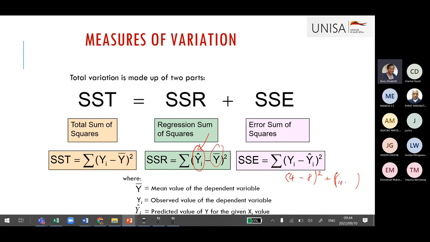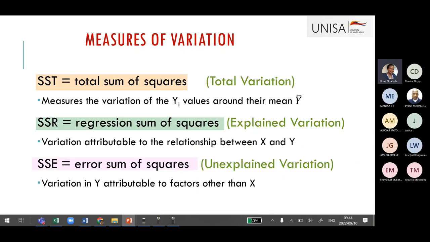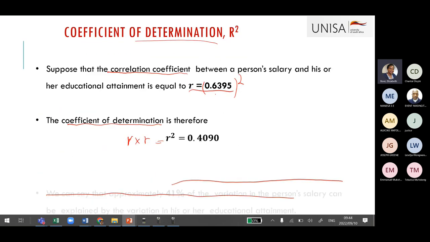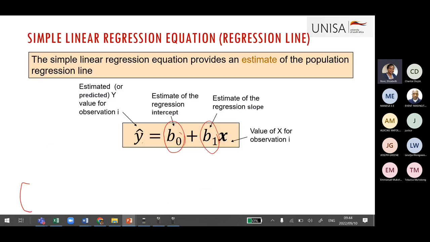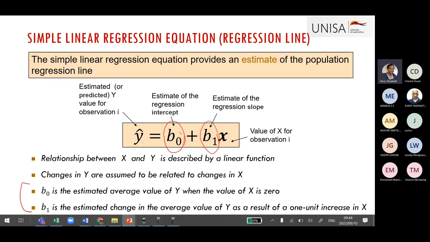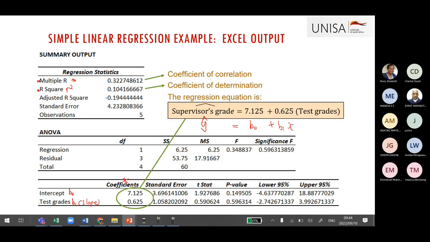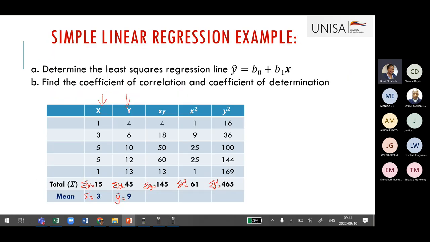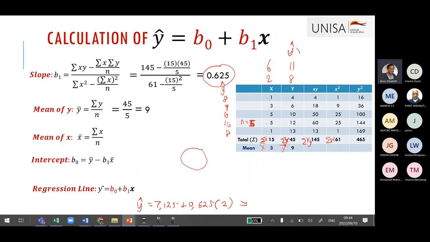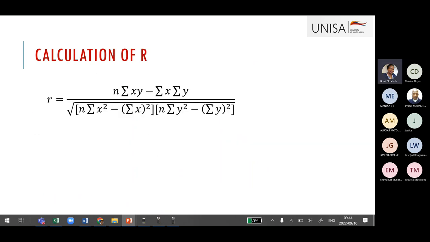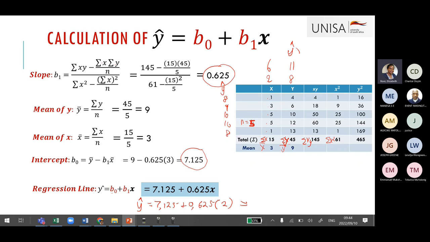So for 10 it was 10 minus 10, for 5 it was 10 and 10, and you square and you add all of them. So you will just use this to answer those questions that you have there. So that is one way, or two ways. I've already shown you two ways: I've shown you the Excel, and I've shown you the manual calculations. So these are your manual calculations.